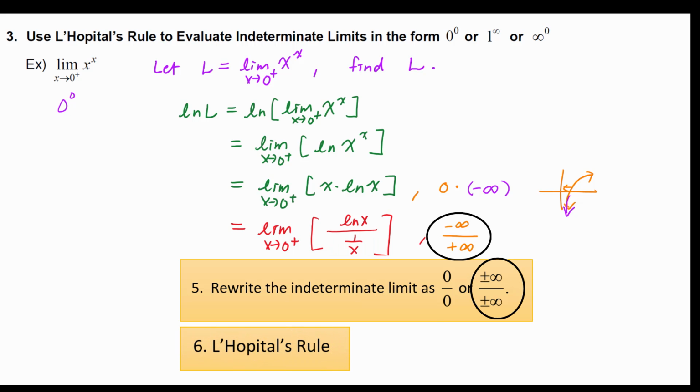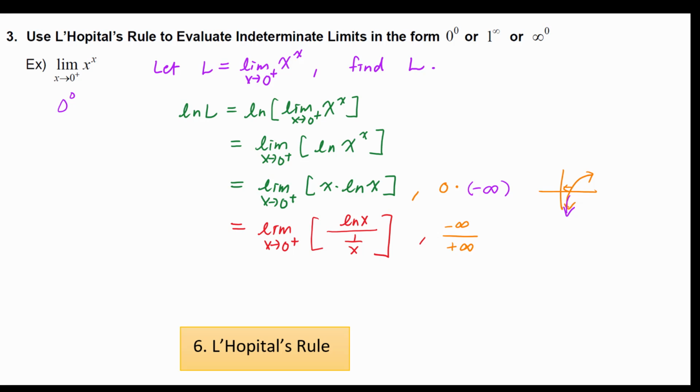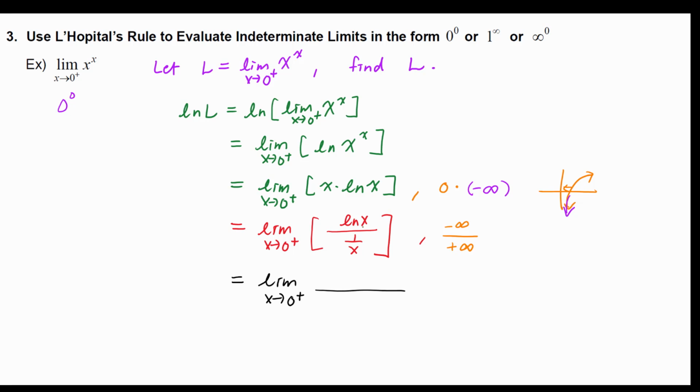We get to use L'Hopital's rule now. So let's use L'Hopital's rule. I do get then the limit as x approaches 0 from the right. The derivative of ln x is 1 over x. And this is x to the negative 1 power.